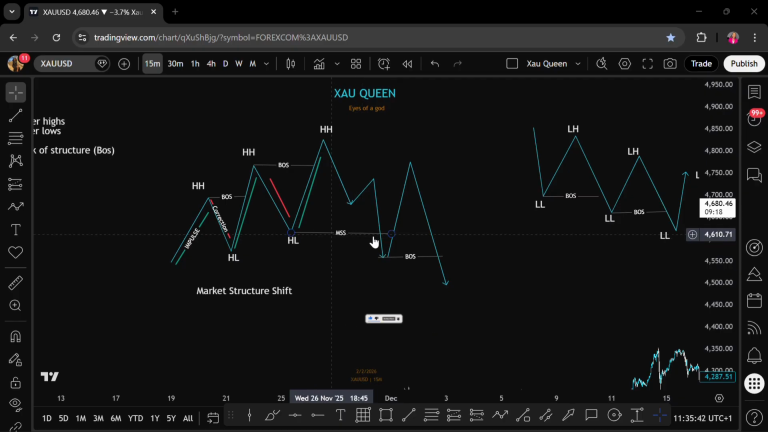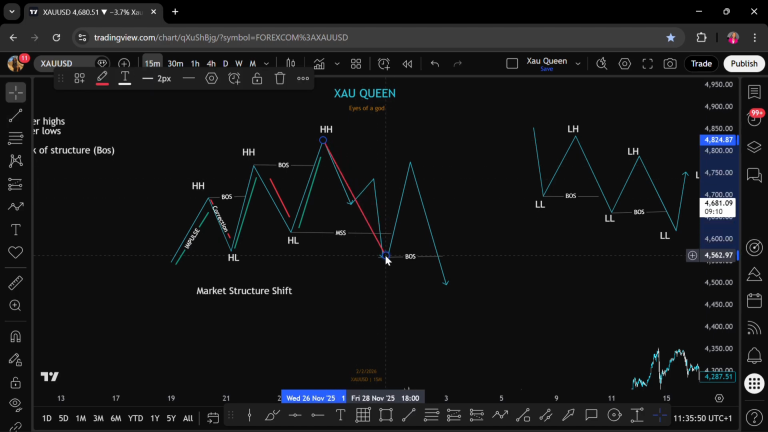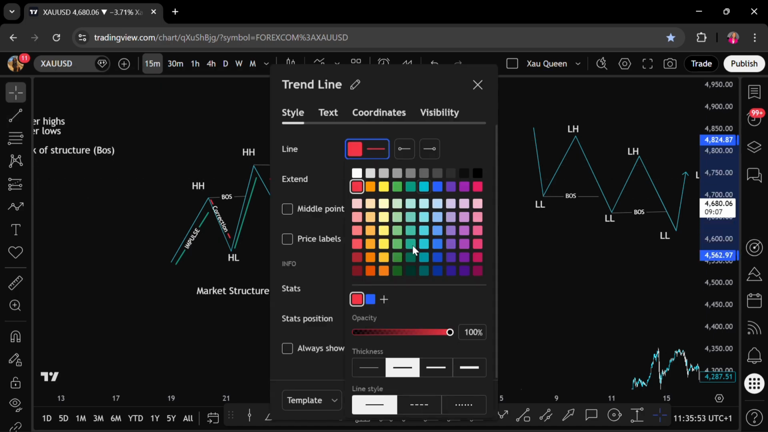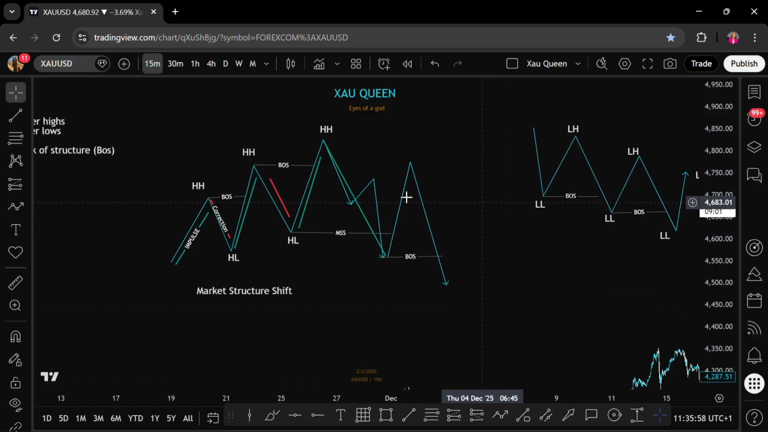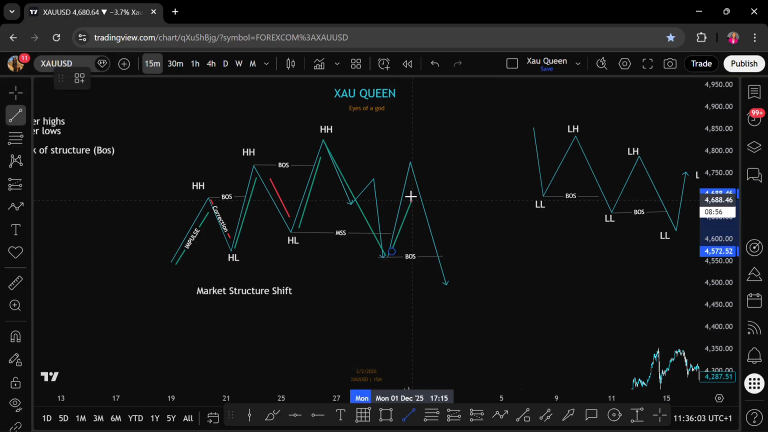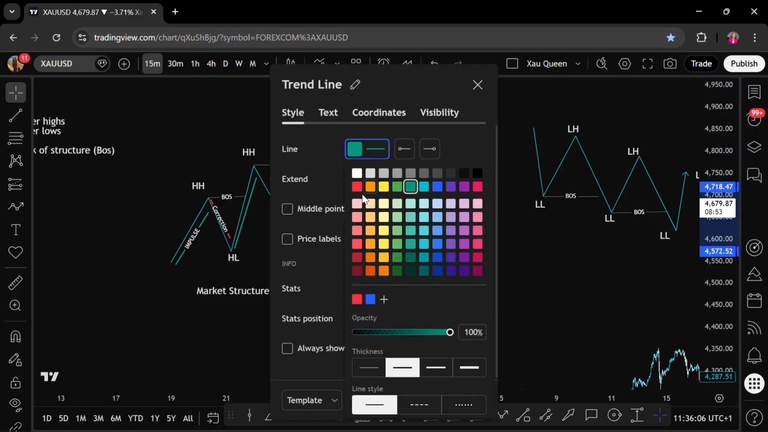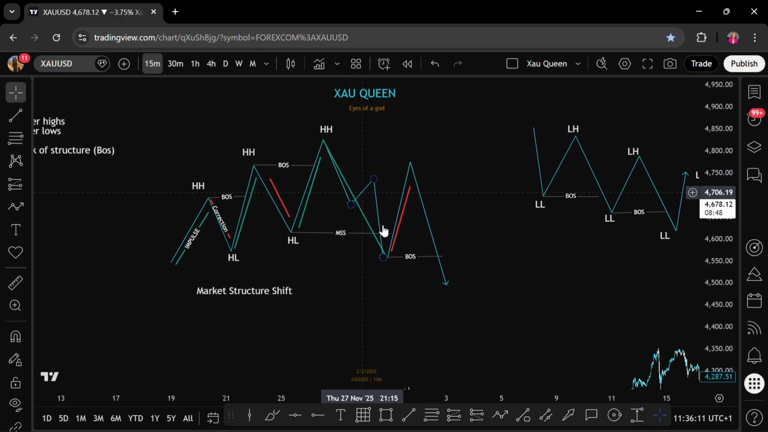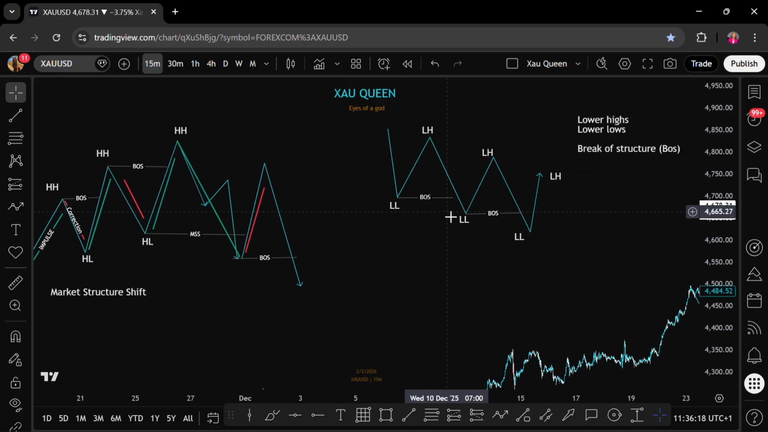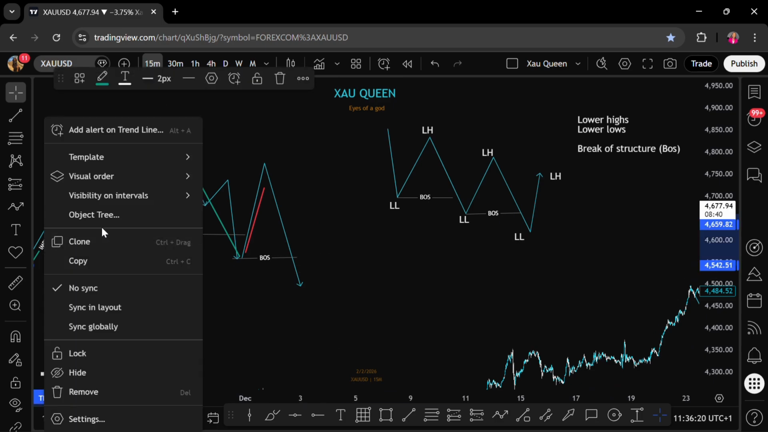Now, when this MSS happens, you will see that it automatically flips. This guy now becomes the impulse move. This is the impulse move, and then this becomes the corrective move in a downtrend. Once we get that MSS, you will notice that this becomes an impulse move and this becomes a corrective move.